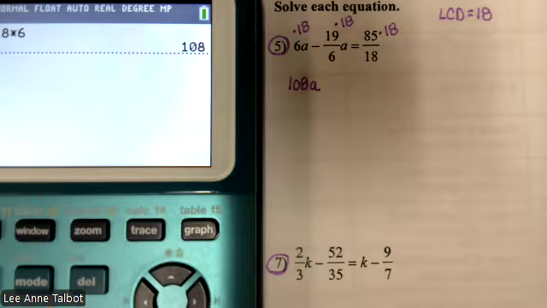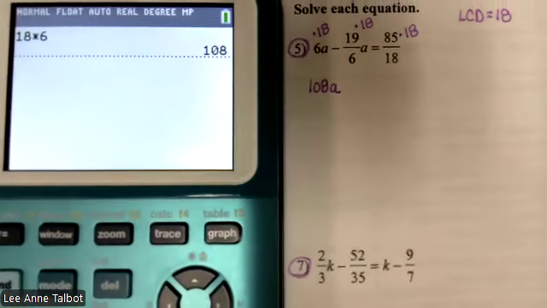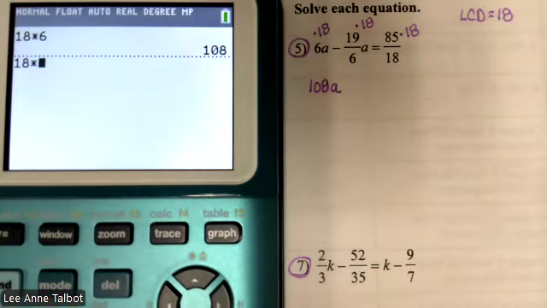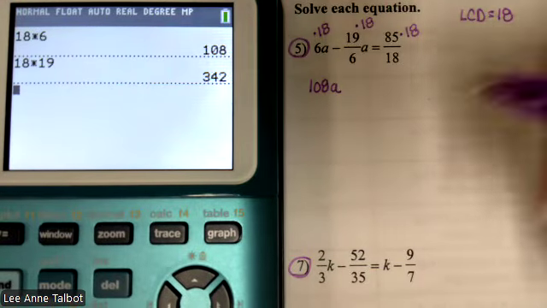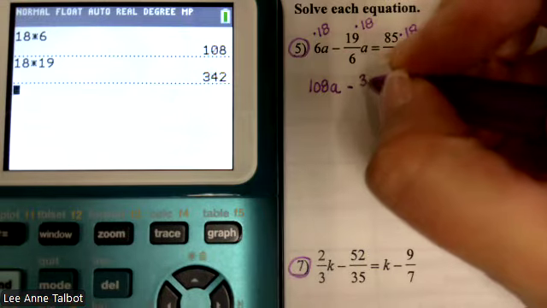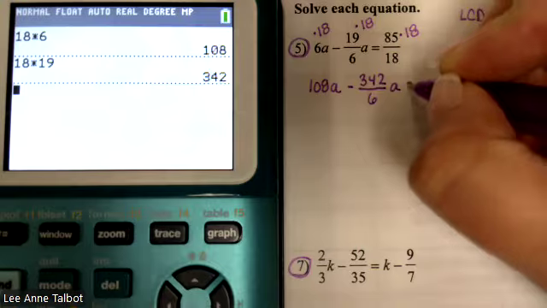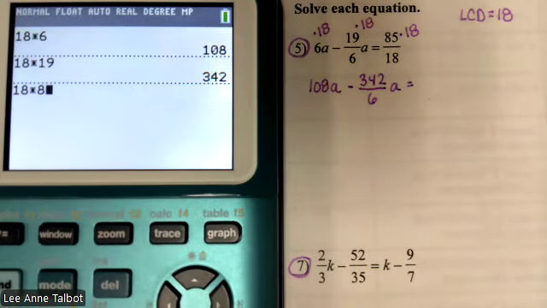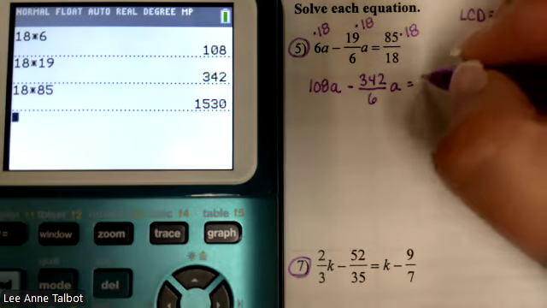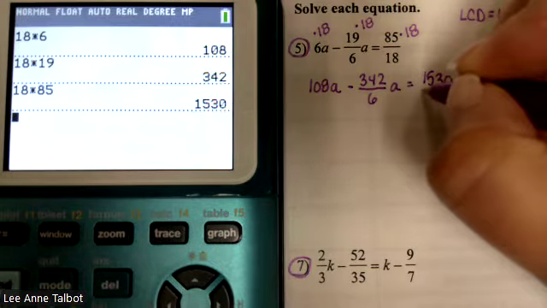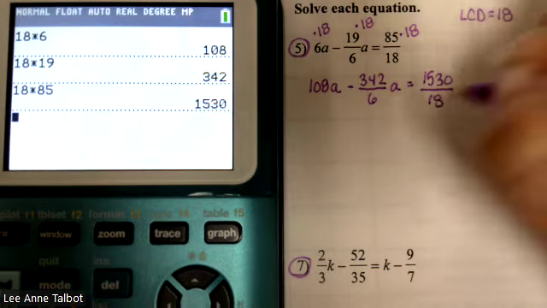18 times 6 is 108. 18 times 19 is 342. 18 times 85, 1,530 over 18.